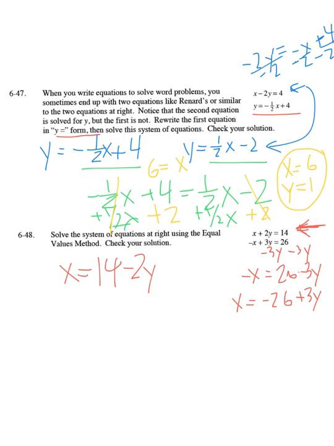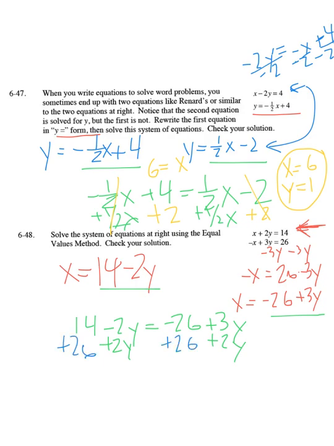So same deal. This is equal to x, this is equal to x, so they're equal to each other. 14 minus 2y is equal to negative 26 plus 3y. I would add 2y here, add 2y here. I would add 26, add 26. I get 40 equals 5y. Divide by 5. So then I get 8 is equal to y.